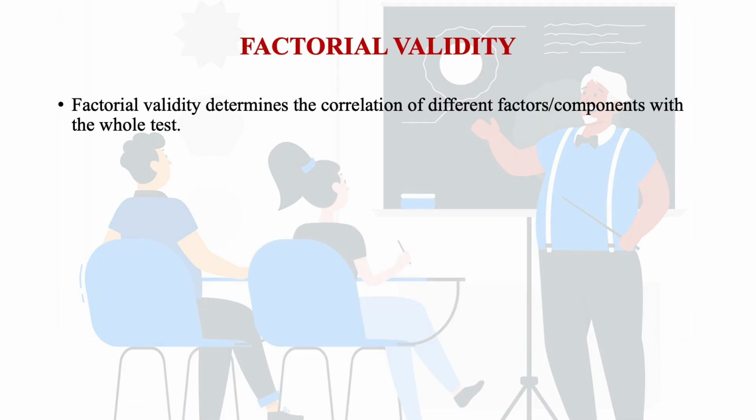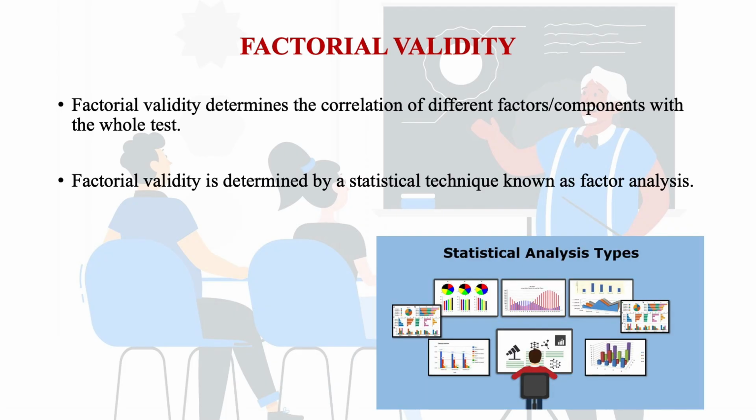And further, the last method, that is the factorial validity. Factorial validity is also another important method of determining validity of a test. Factorial validity determines the correlation of different factors or components with the whole test. Factorial validity is determined by using a statistical technique known as factor analysis. So you have to analyze the factors, what are the different factors in a test and what are the different factors that contribute to the result, okay.